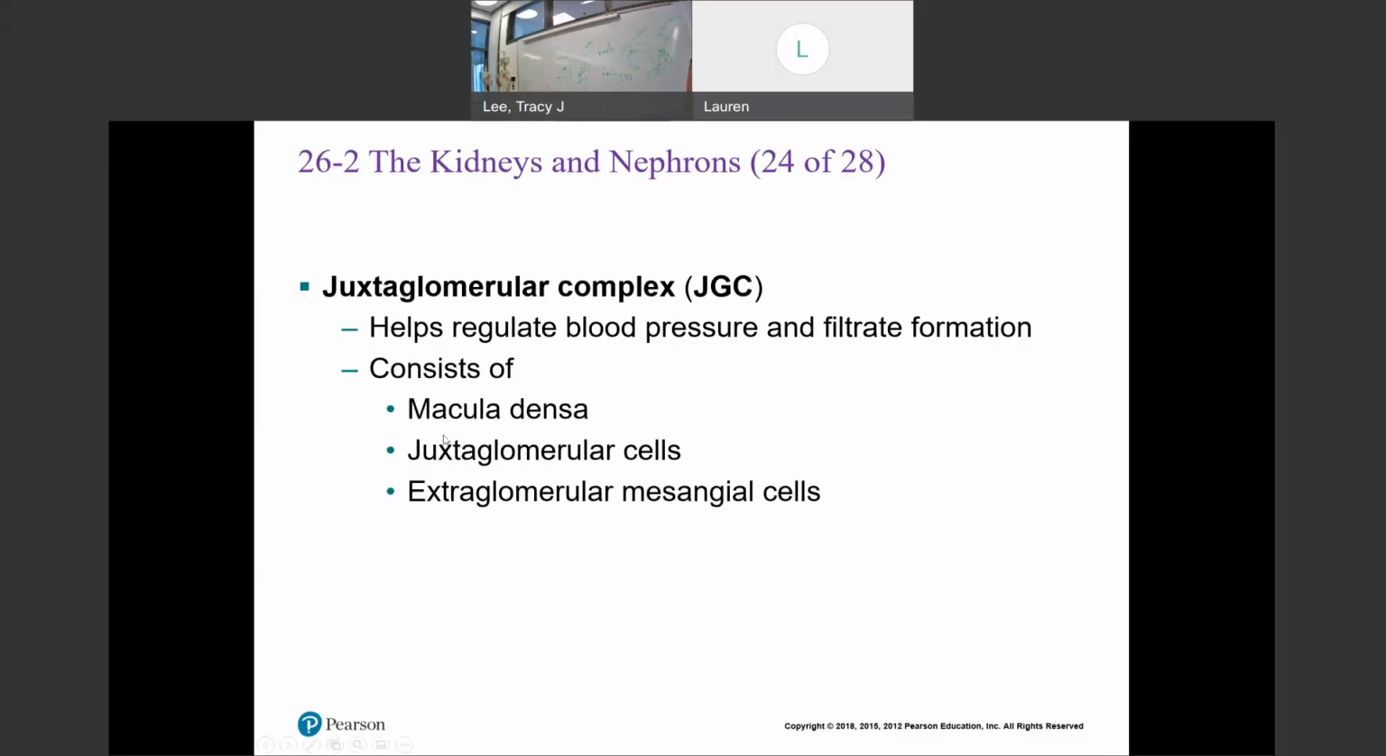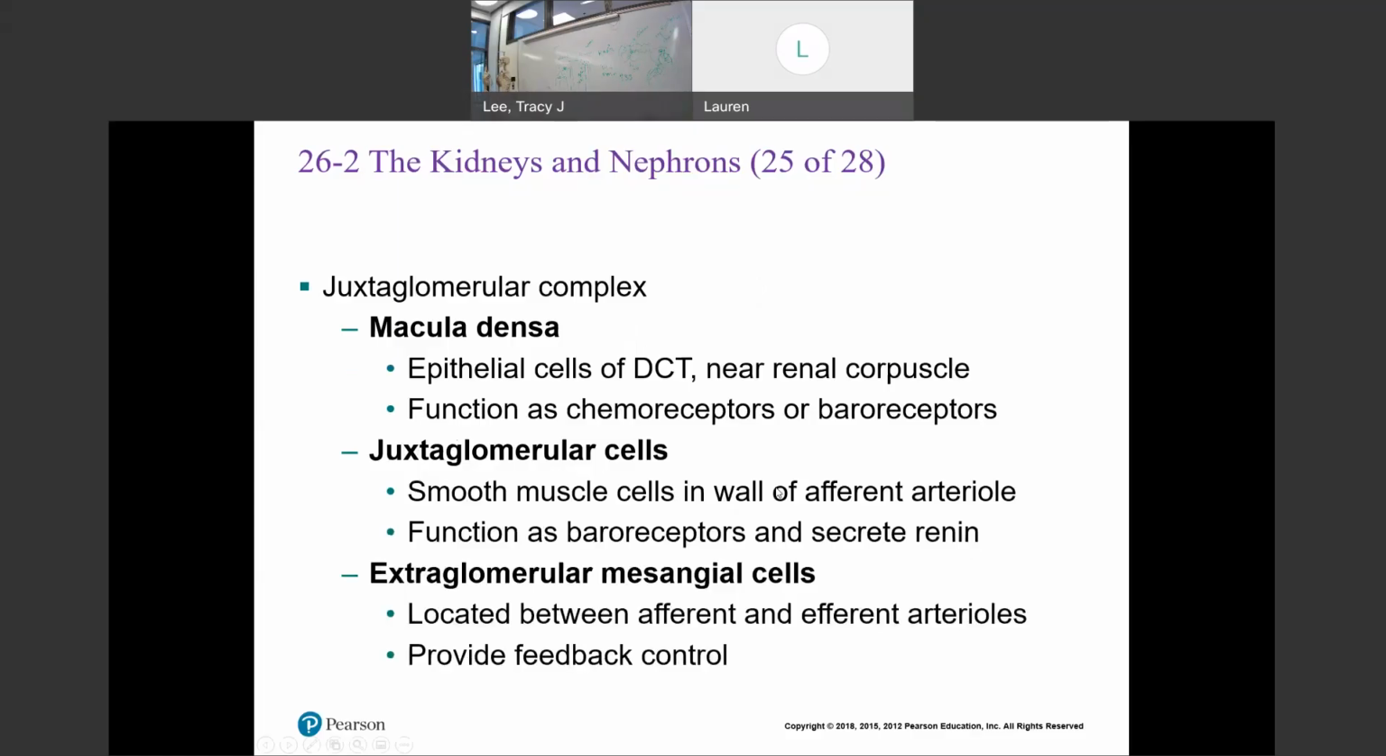Juxtaglomerular, macula densa, be kind of familiar with these terms, which we just talked about. What are they doing? One of their key things they do is regulate blood pressure into the glomerulus. Why? So I get constant filtration. If I don't keep my blood pressure constant in my glomerulus, it's going to affect my filtration rates. Either they're going to be too high or too low, which is going to mess up the homeostasis of my blood. So it's really important that I have this really consistent filtration rate.